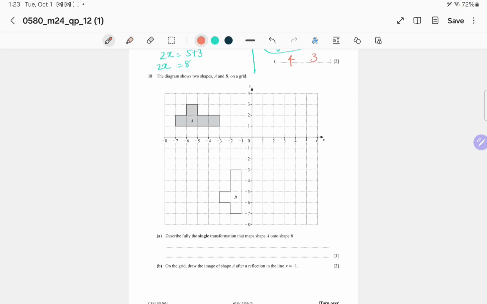Diagram shows two shapes A and B on the grid. Now we have to find the transformation from A to B. Generally we will transform by keeping the center point at O using a tracing paper, but here I don't have a tracing paper to trace it. Please be careful by keeping it the center. Trace the diagram, keep the center point at O and then shift it.